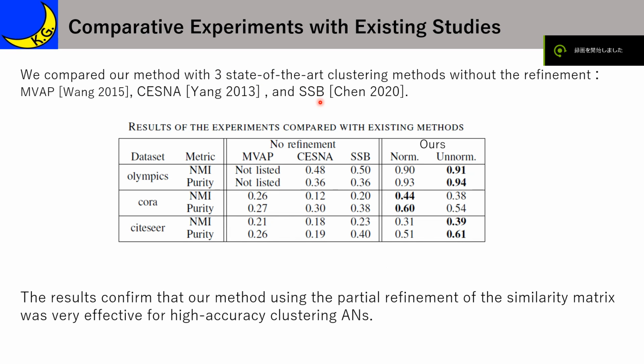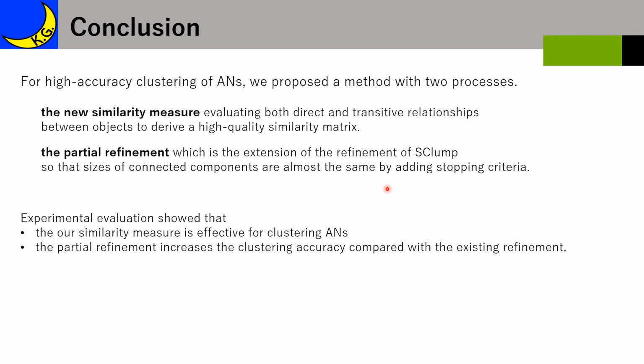We also compared our method with three state-of-the-art clustering methods without using the refinement process: MVAP, CSNA, and SSB. The result shows that our method with the partial refinement of the similarity matrix is very effective for high accuracy clustering of ANs. This is a summary of this study.